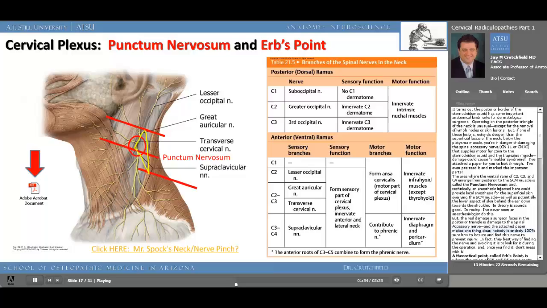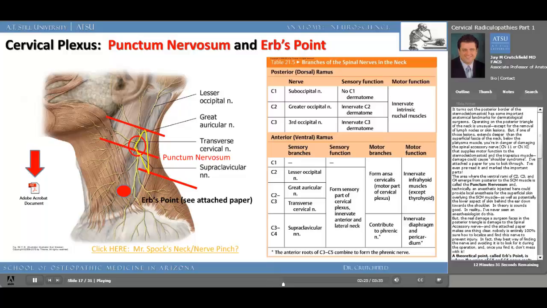Some papers confuse the punctum nervosum with Erb's point. According to the paper and the diagrams in that paper, punctum nervosum and Erb's point are 2 completely separate areas in the neck. Just for fun, I put a video link here to Mr. Spock's nerve pinch that he would use to quickly make people go unconscious. Of course, that's television and that's not reality, but it looks to me like Mr. Spock has actually found Erb's point.